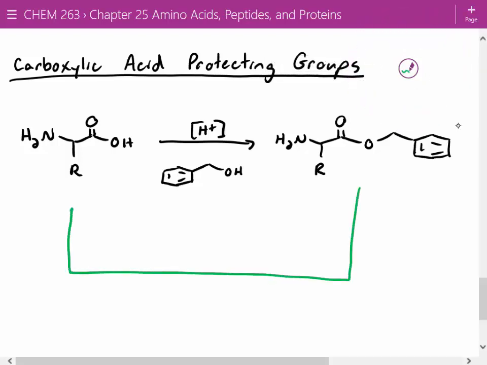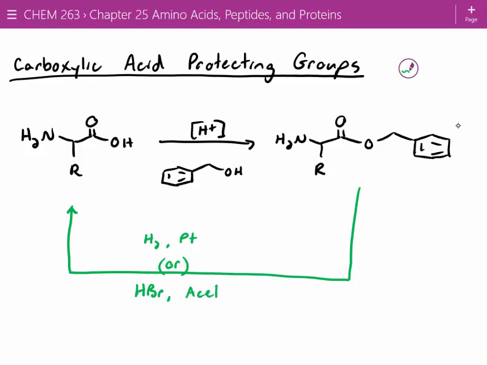The nice thing with this specific ester is it's really easy to convert back. You can do hydrogenation. Actually, I'll label this as OR. So hydrogenation works well. You could do HBr and acetic acid, which is actually the most common way of removing this. It's the easiest.